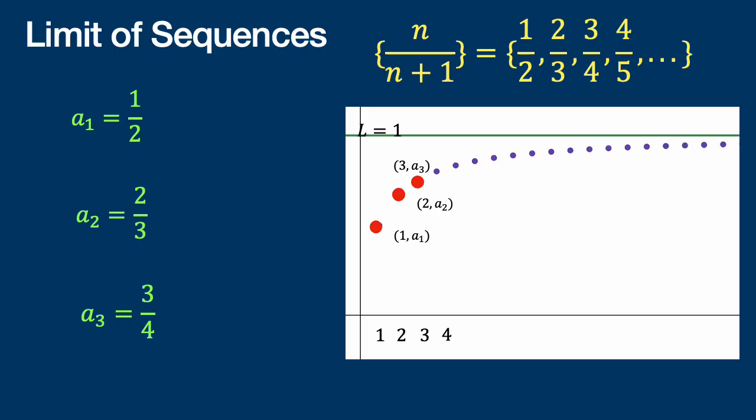The x coordinate on the sequence is always a natural number: 1, 2, 3, 4. The y-axis represents the value of the sequence.